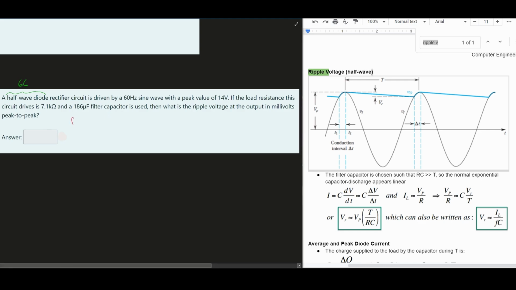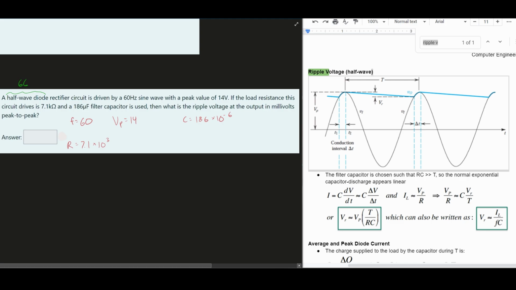So we know our frequency is going to be equal to a solid 60. Our VP, which is the peak value, is going to be equal to 14 volts. If the load resistance this circuit drives is 7.1 kilo ohms, so our resistance here is going to be equal to 7.1 times 10 cubed. And we have a filter capacitor used. So our filter capacitor is going to be C is equal to 186 micro, so times 10 to the negative 6th.